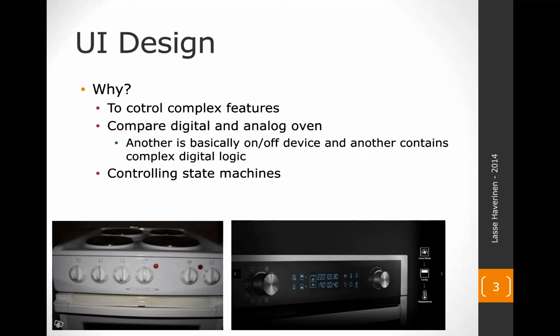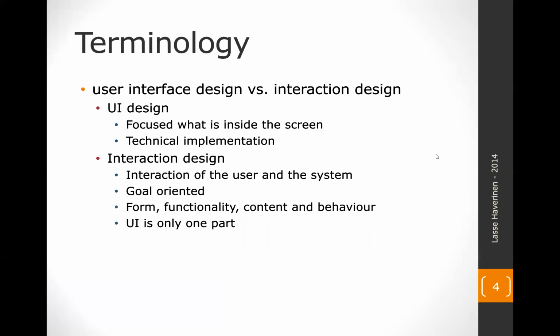And then to control these advanced automatic features, you need to have some kind of user interface. And somebody needs to design how it works. If the design is poor, then these complex features, however useful they might be, are not used because they are too difficult to use. And then basically the whole idea of the digital oven with its advanced cooking functionality is kind of lost. So in a sense, you are controlling these kinds of state machines with this user interface.